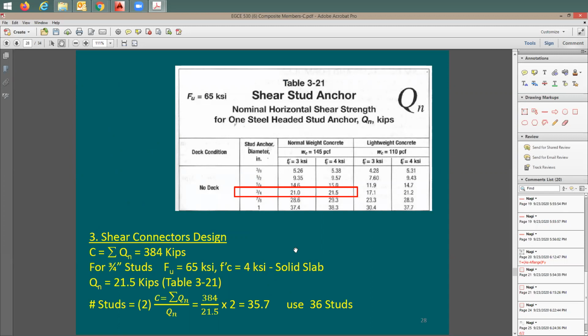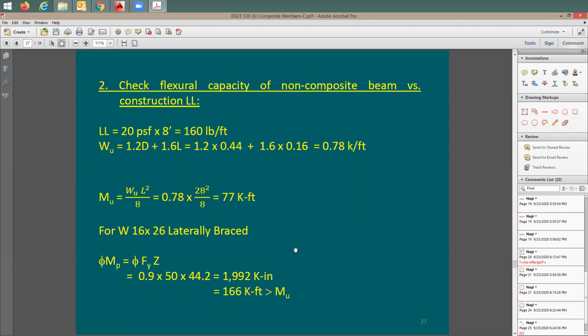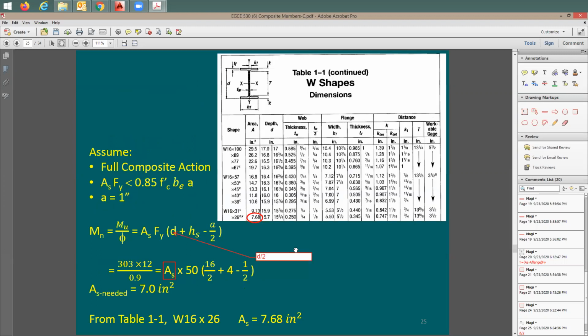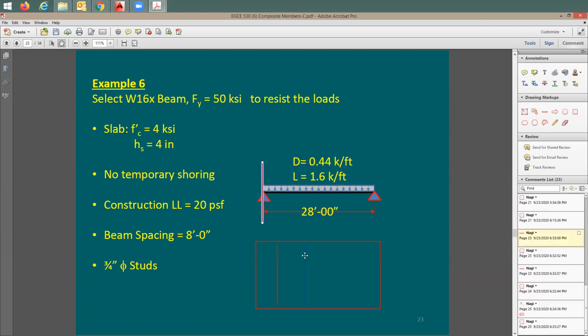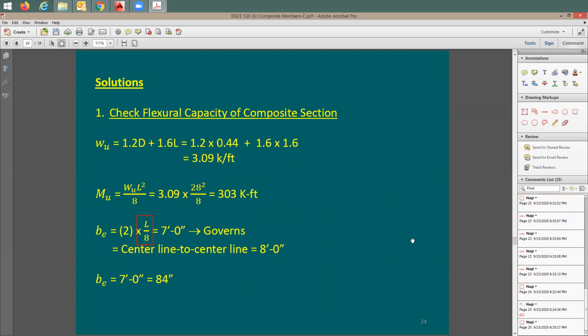Now I need to figure out the number of studs. Sir, where did you get 8 feet from? 8 feet? Yes, sir. Good question. Let me see. You see here 8 feet, any place? Beam spacing. Okay, so the beam spacing was given as 8 feet, which means you're going to have a beam here. Here is the slab, and you're going to have beams running this way, right? The spacing from one beam to the other is going to be how much now? 8 feet. Yeah, it's going to be like this. Okay. All right.